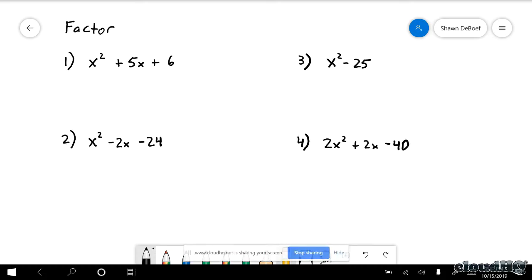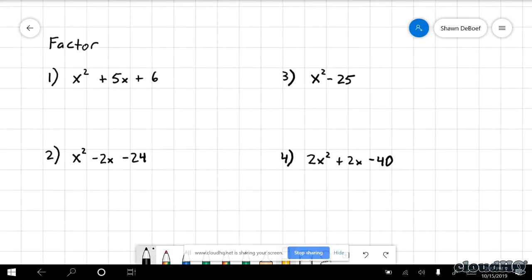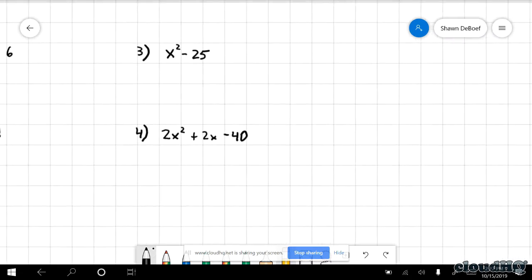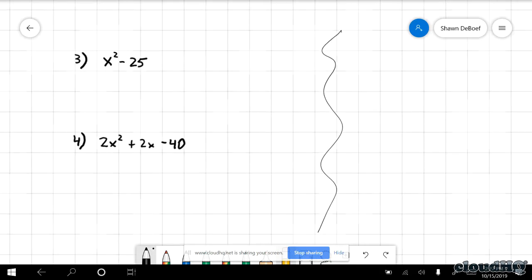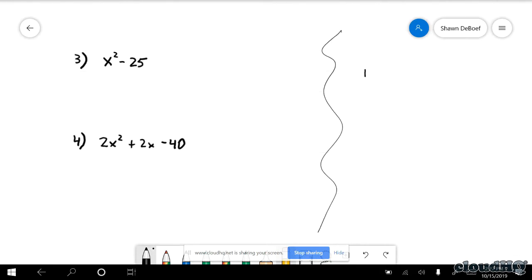Okay, so for a warm-up, we have a few factoring problems, but before we do those, I want to take a look at a slightly different problem where we actually work backwards. Hopefully, you have some recollection of your time in algebra on how to do these type of problems.